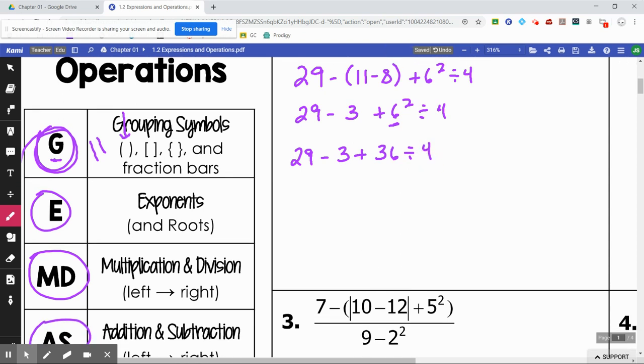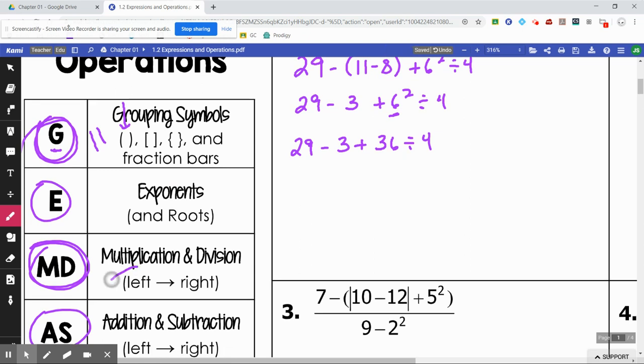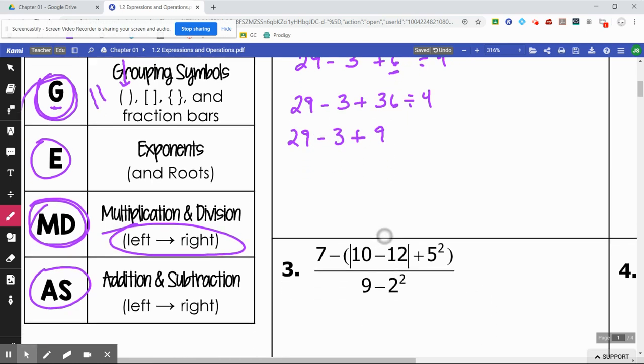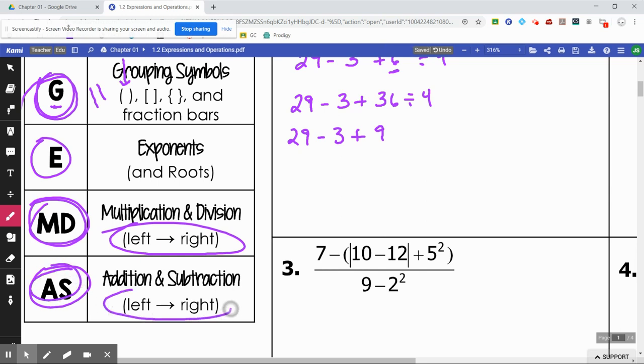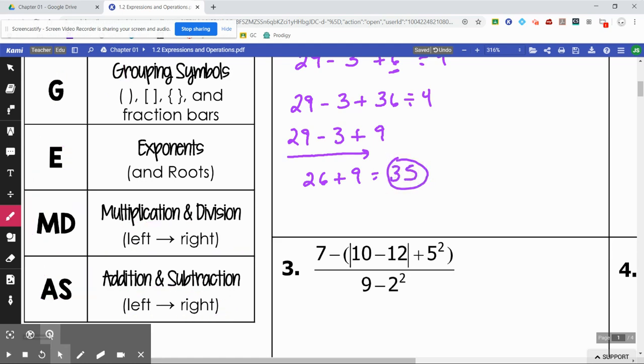We finished with all the exponents, so let's move on to multiplication and division. Now multiplication and division, remember that is done from left to right. So as you reach it, you'll always do from left to right. So 29 minus 3 plus 36 divided by 4 is 9. Addition and subtraction is your last step. It is also done from left to right. So we're going to do 29 minus 3 first. That'd be 26. Bring down the plus 9, and 26 plus 9 gives you 35.